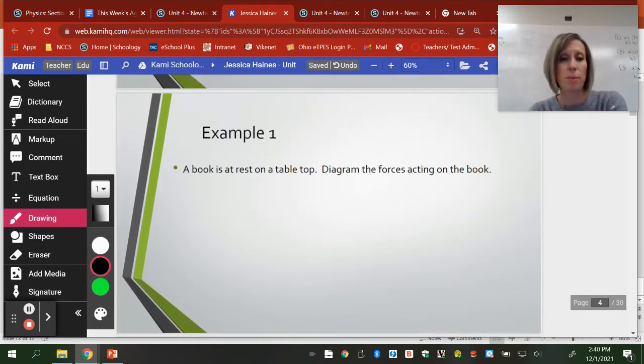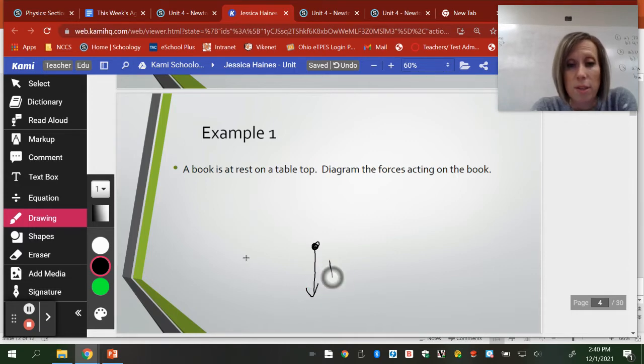So let's do some examples. Let's draw an example of a book at rest on the tabletop. So think about your book or your Chromebook that's sitting on the tabletop. We draw a dot as the object, and then we draw all the forces that we can think of that are acting on it. So when an object is sitting, like a book on a desk, what do we think of as forces acting on it? Well, we have the force of gravity, of course, because gravity doesn't disappear. It's always acting on an object, but then the table is still pushing on that object as well. So we have the normal force upward.